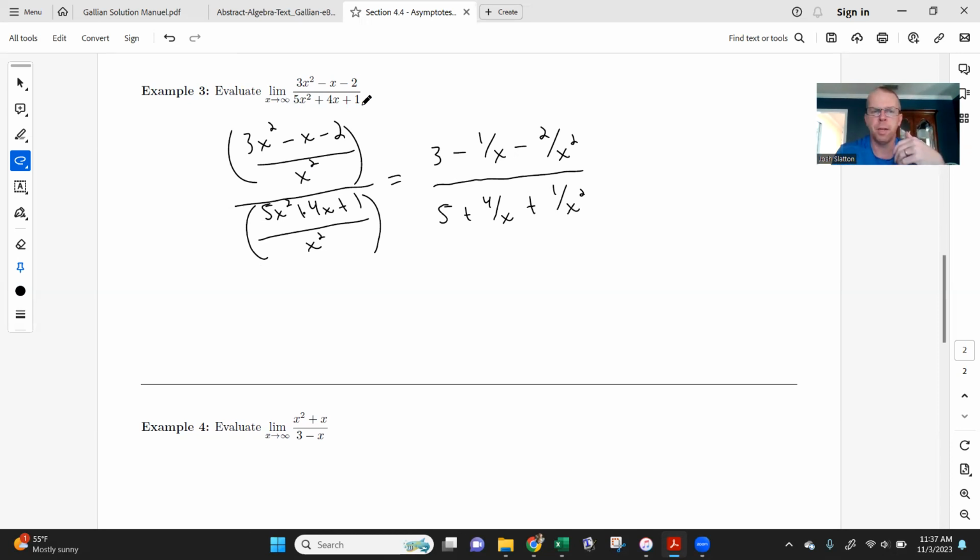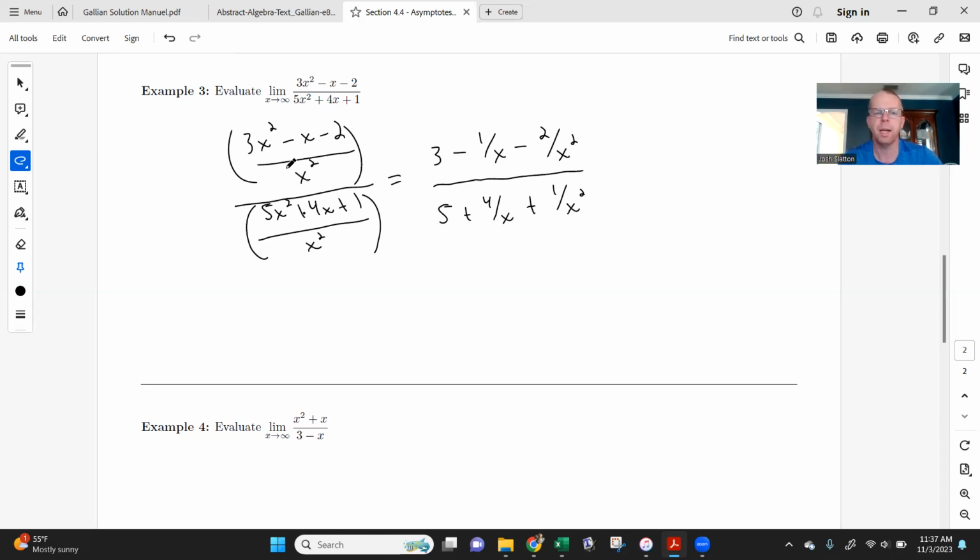And then on the bottom, we also get infinity. So infinity over infinity is not something that we can evaluate. So we are fixing this, writing it in a different way so that we can evaluate it.